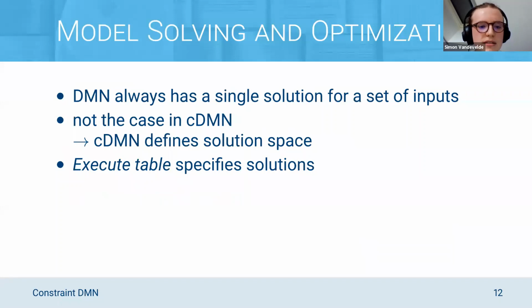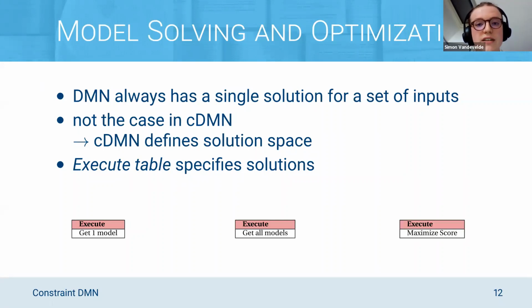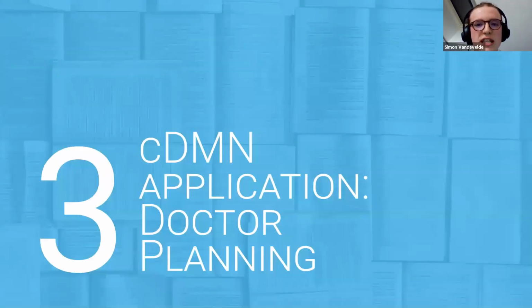So in cDMN, we no longer have a single solution, whereas in DMN, we have a single solution for a set of inputs. In cDMN, this is no longer the case, but rather we define a solution space. And we need a way to traverse the solution space. In order to do this, we implement the execute table. This allows us to, for instance, ask the system to get 1 model, so get 1 solution, or get 10 solutions, or we can say get all models. Or we could also do optimization. We could find the model where the value for score is the highest, or we could find a solution where the value for score is the lowest. So that was very briefly what cDMN is and isn't.